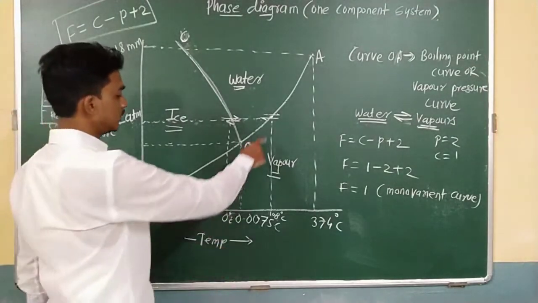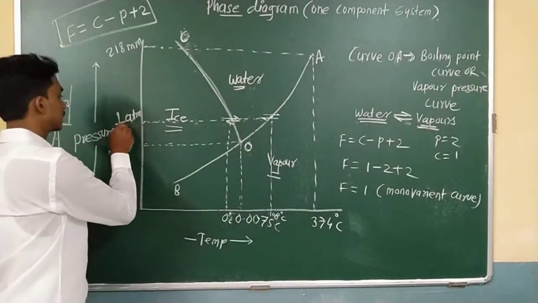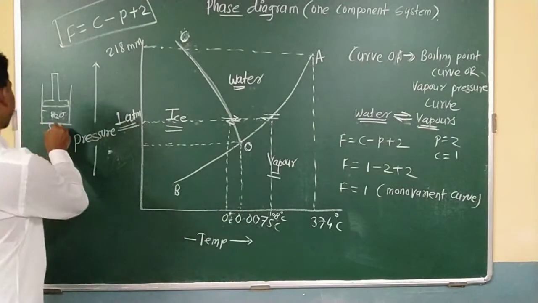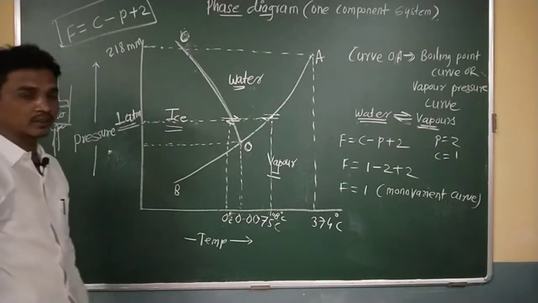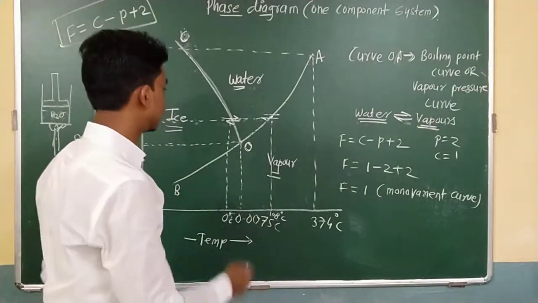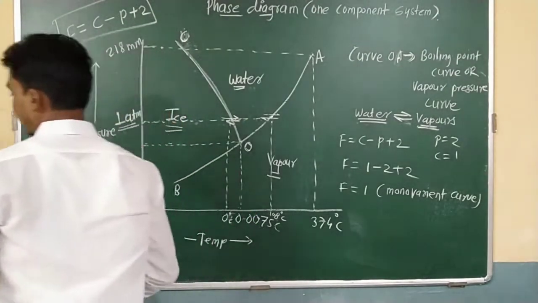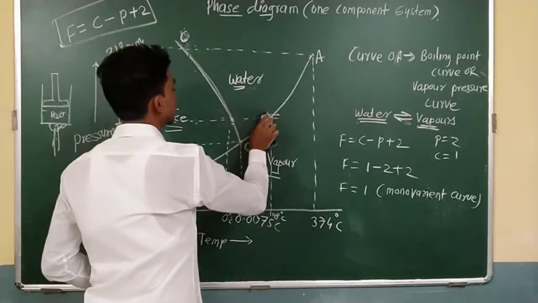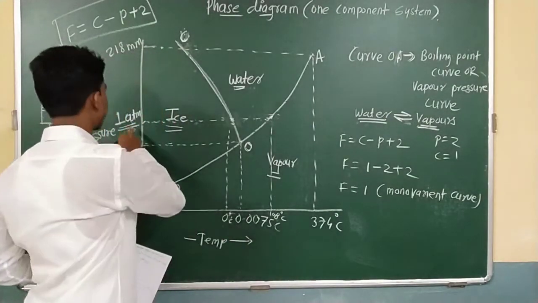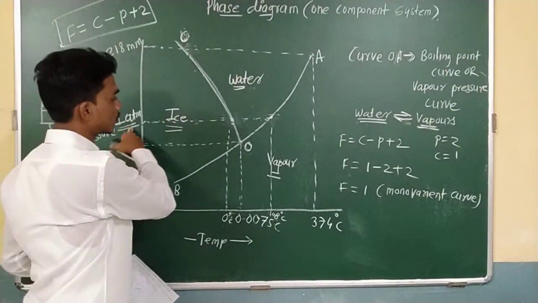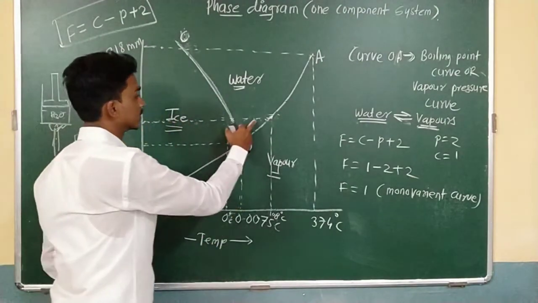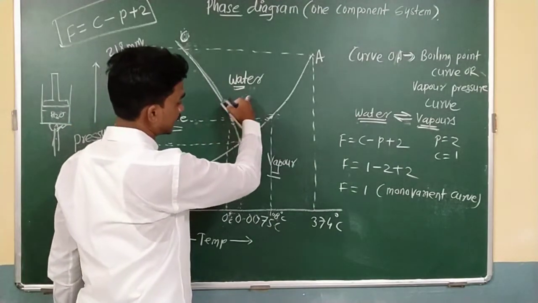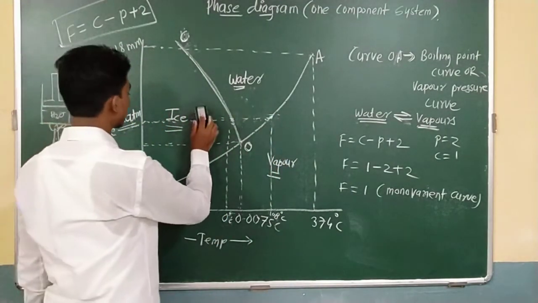So the pressure is kept constant, and I am just increasing the temperature. I am increasing only the temperature. Another possibility is present in this diagram. The first possibility is that the pressure is constant but I am increasing the temperature. So what happens? The liquid water gets converted into vapor state. But another possibility is there.